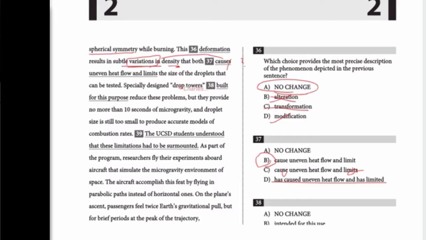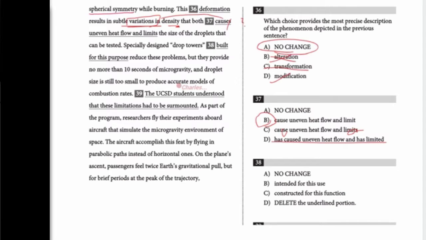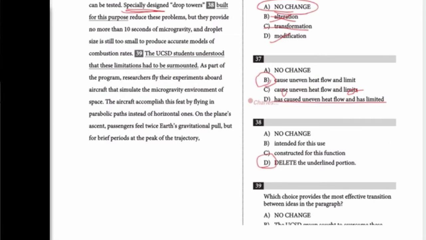38, specially designed drop towers built for this purpose reduce these problems. Okay, I'm going to guess this is going to be a concise language issue. What are our choices? Intended for this use, constructed for this function, delete the underlined portion. Yeah, I'm inclined to delete it because it already said it's specially designed, so it's obviously for the purpose. Why would I need to say that again? It's redundant. So specially designed drop towers reduce these problems. D is the correct answer for 38. Delete the built for this purpose. Okay. 39.